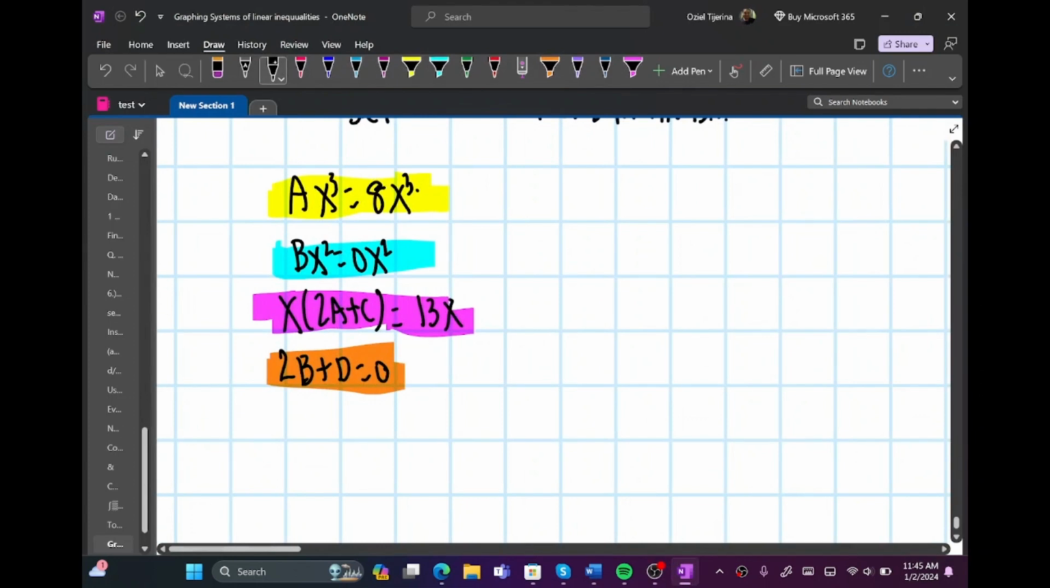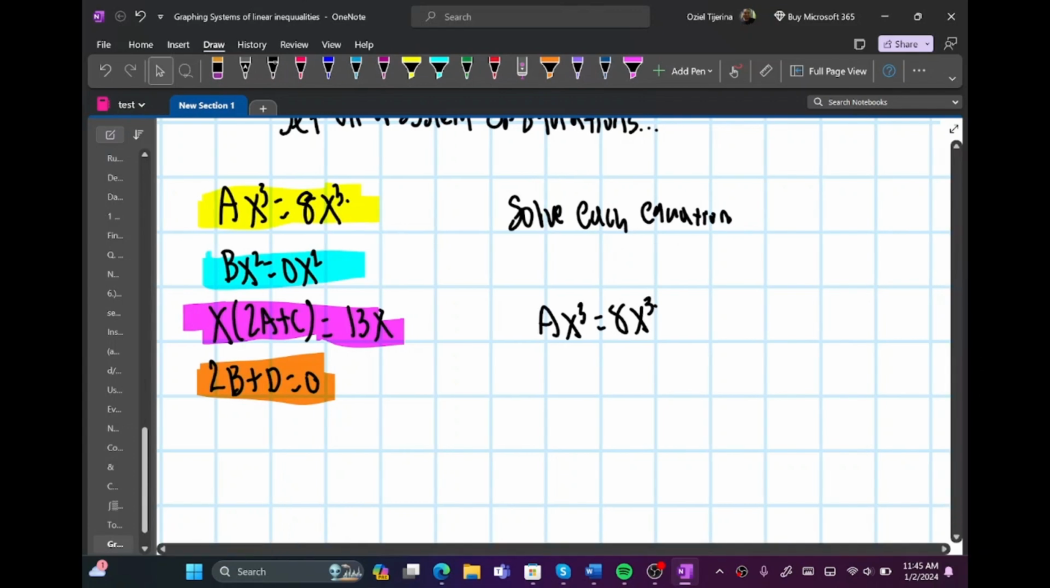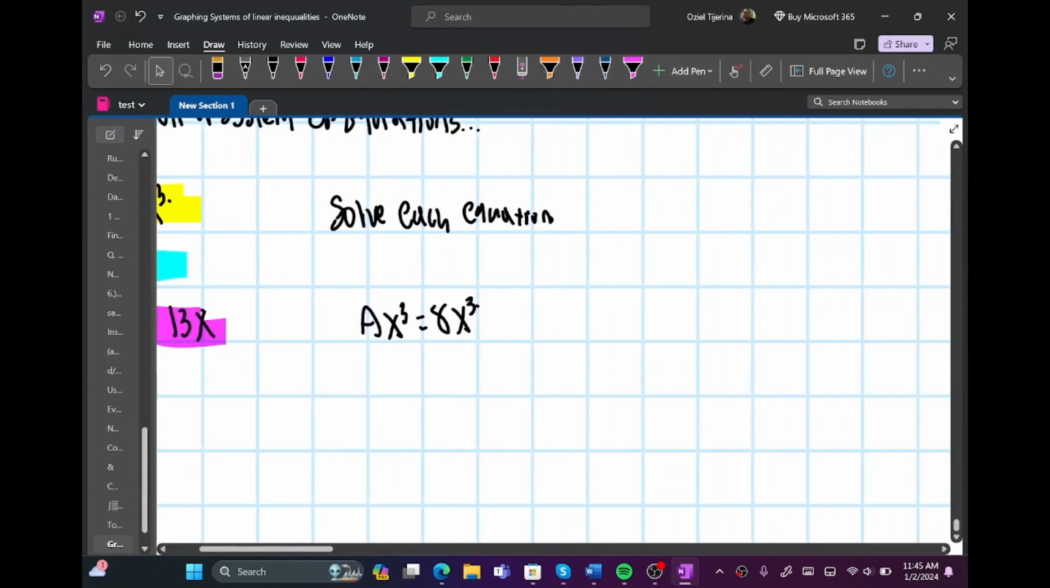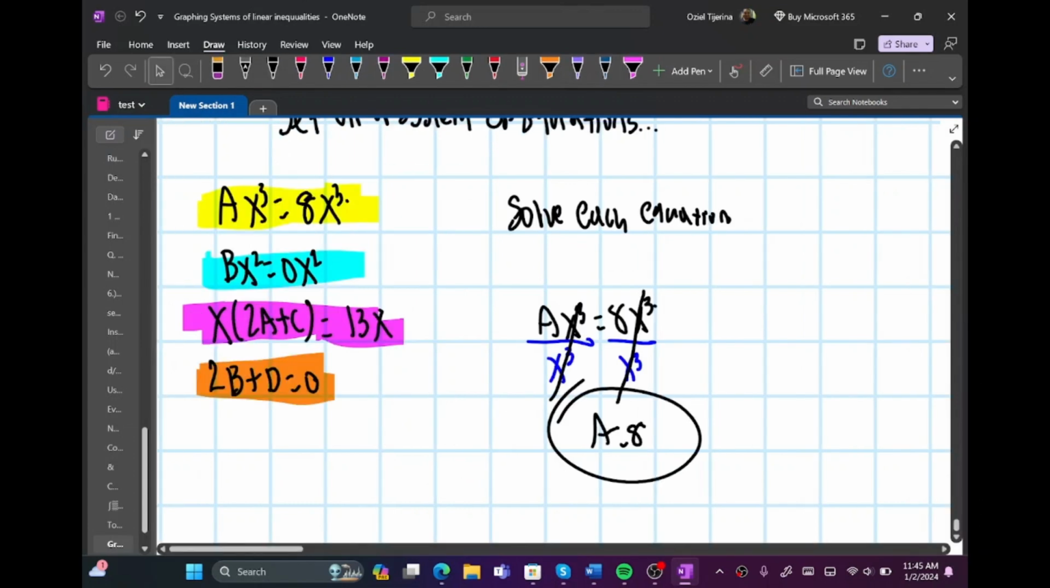So we have the following, and so we end up having, let's see here. I'm just gonna solve each equation. So we have ax cubed equals 8x cubed. To solve this for a, we need to divide both sides by x cubed. When we do that, we end up getting a is equal to 8. So we already have one of them. I'm gonna circle that, and I'm going to put it in yellow.